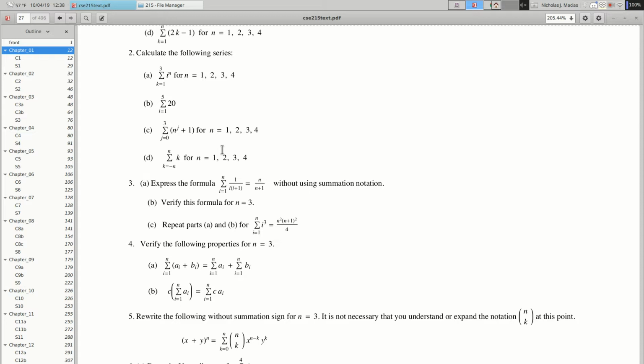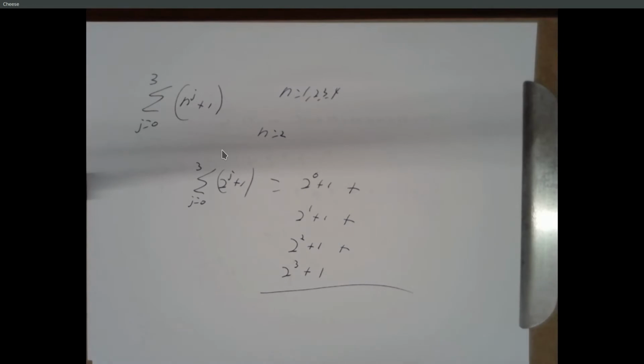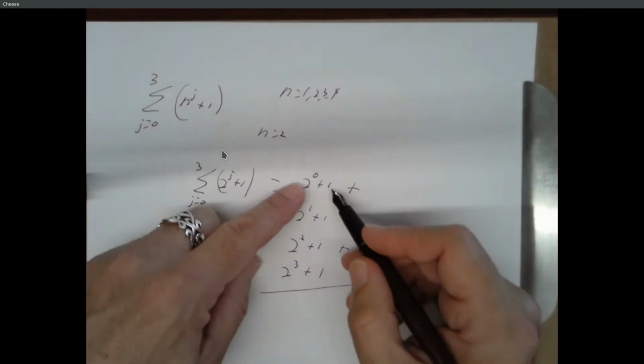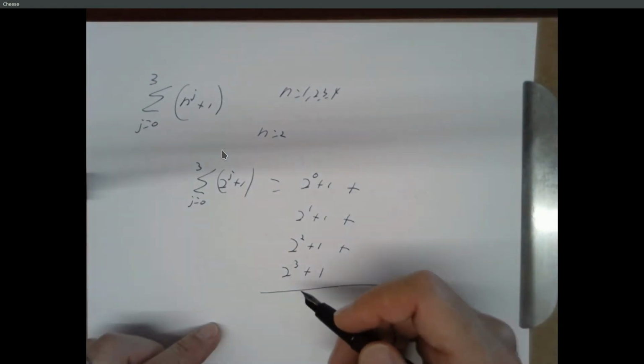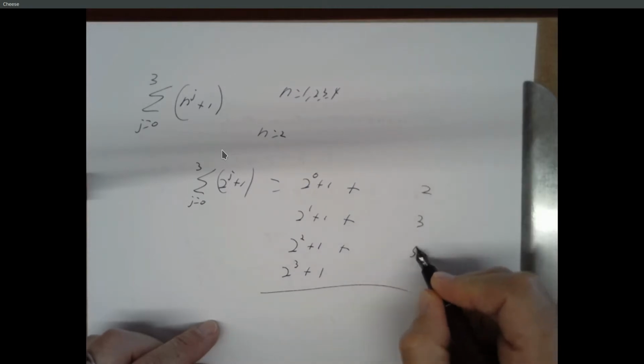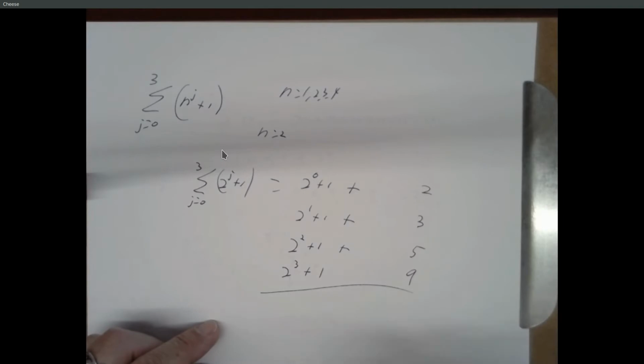So that's 2 to the 0 plus 1 plus 2 to the 1 plus 1, 2 squared plus 1, 2 cubed plus 1. Right, so sum of j equals 0 to 3 of 2 to the j plus 1, just plug in j equals 0, 1, 2, and 3, add up each of those expressions. So this is 2, this is 3, this is 5, this is 9. So there's 19. So you're just doing 4 different sets, 1 for each? Yeah, so do it for n equals 1, then do it for n equals 2, and so on.